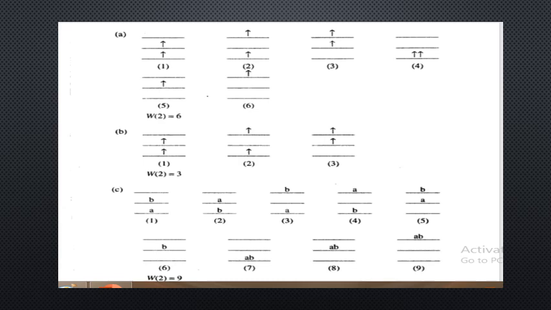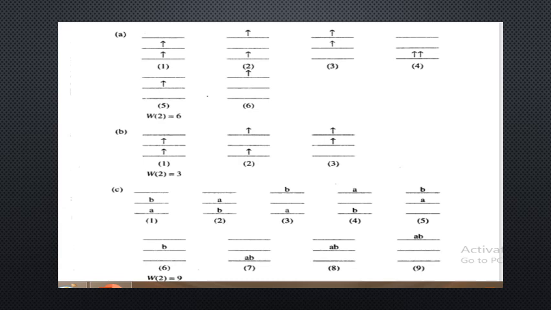Second, in part B, we have to place only one ball in one box. So these are the total 3 ways by which we can place only one ball in one box, the same as solved numerically.